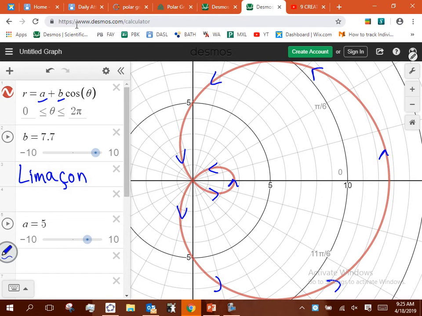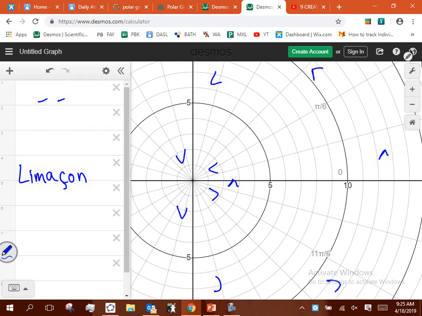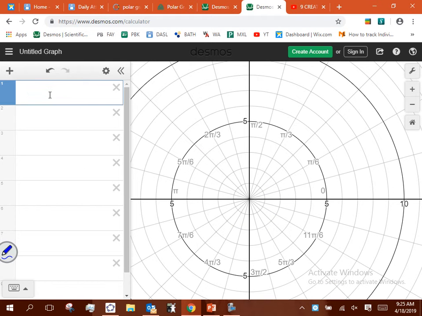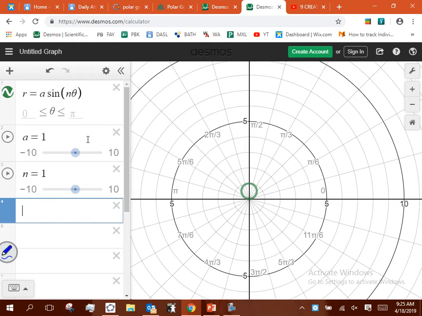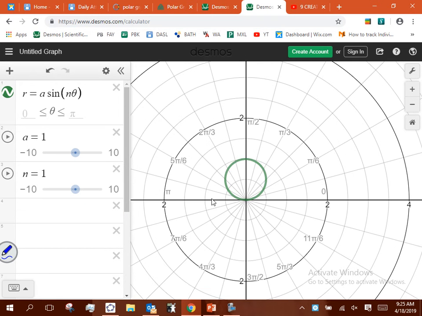I think I showed you this one yesterday, or we talked about it. If I go r equals just A sine of n theta, obviously, if A is 1 and n is 1, it's a circle again, right? We end up with 1 sine of theta. That's a circle form. If I make A grow, it's the same idea. So this A, ultimately, with everything that we're doing, is kind of a multiplier, right? It's a dilation. It's stretching it.